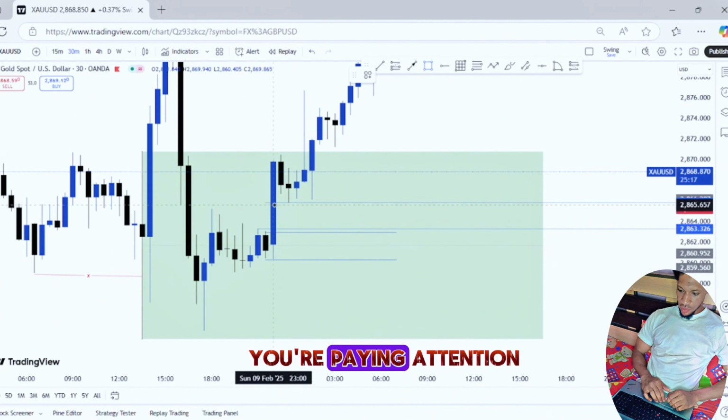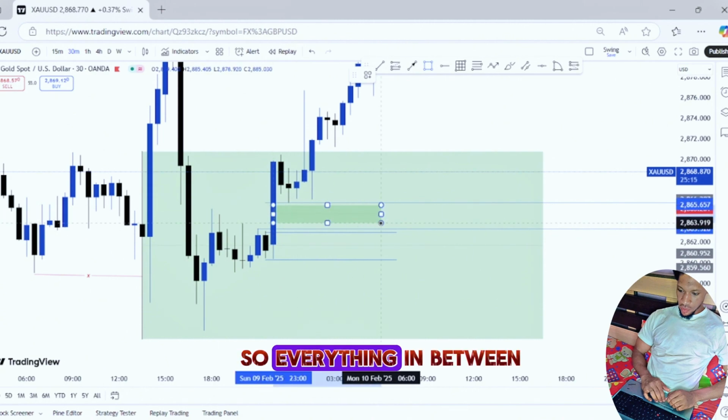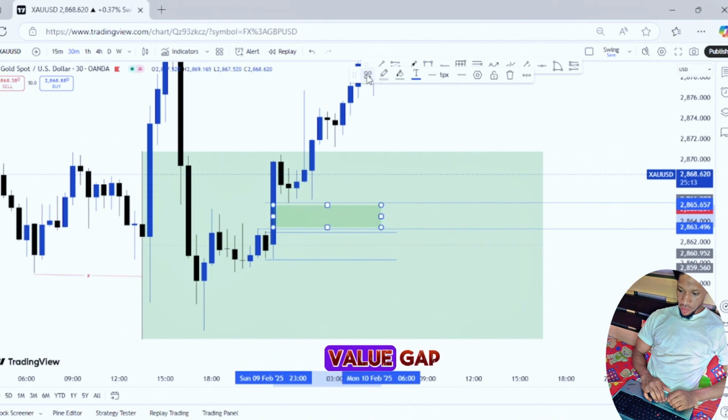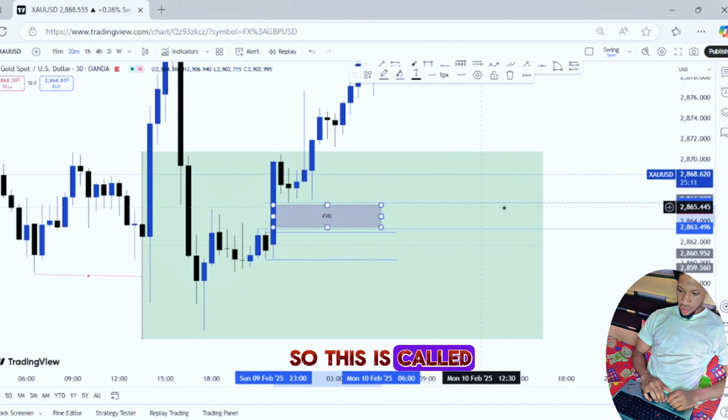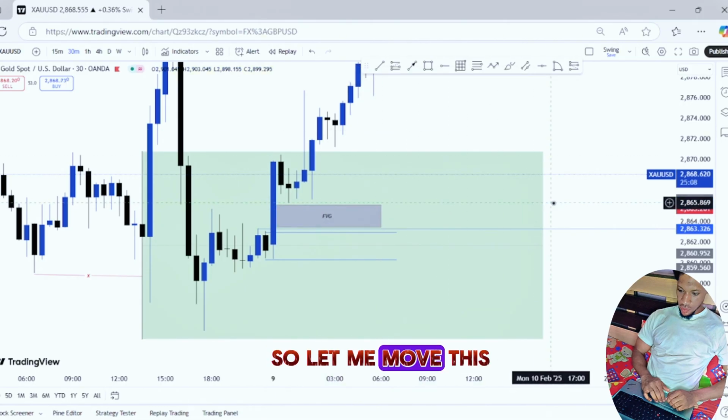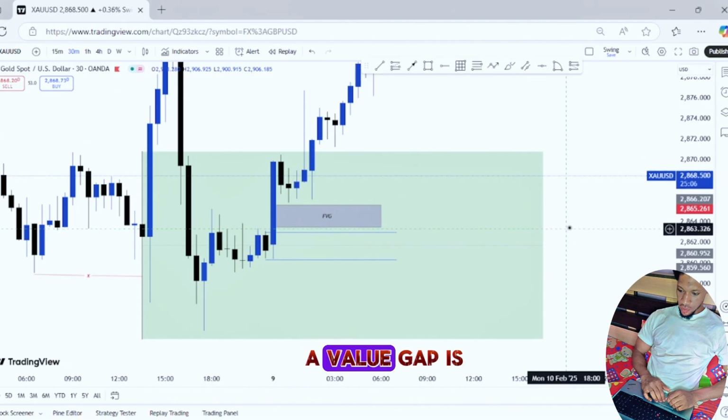Guys, I really hope you're paying attention. So everything in between is called your fair value gap. So this is what we call a fair value gap. So let me remove this since you understood what a fair value gap is.